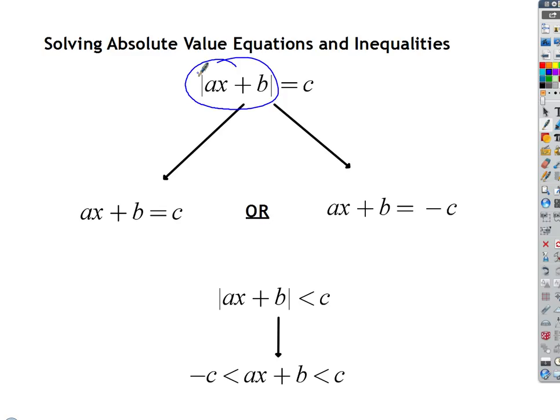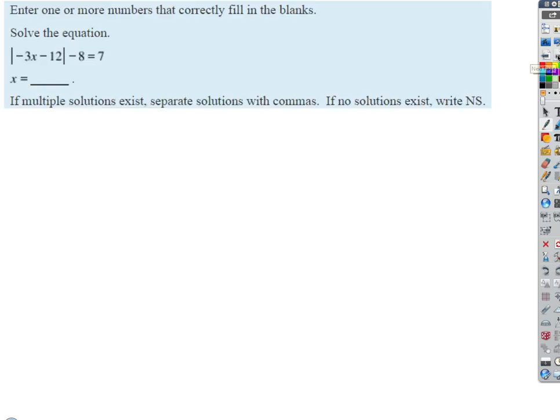And it's a really simple thing that we're doing. All we're going to say is the argument of the absolute value, meaning what's inside of it, we're either going to set equal to c, or we're going to set it equal to negative c, and that just gives us two simple equations that we can solve, okay? No big deal. Let's look at a quick example of that. So, something like this.